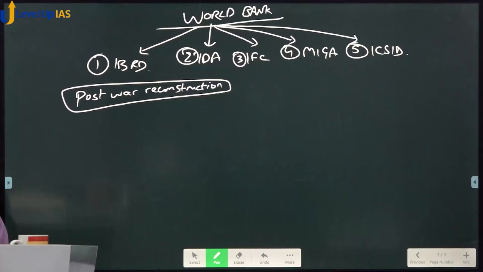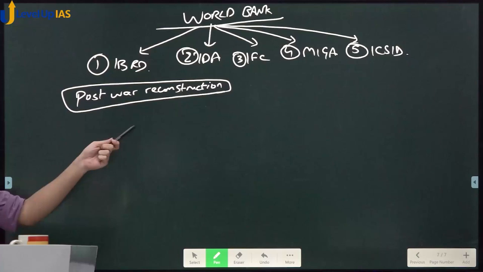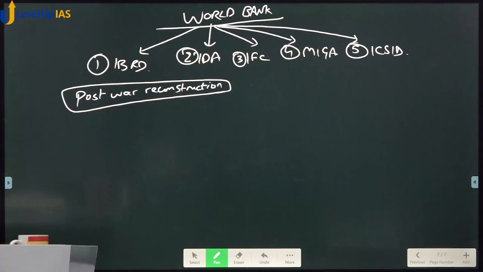If I tell you where we have heard IFC, it is not IMFC, it is not the International Monetary Finance Committee which advises the IMF. This is a completely different body. The objective is post-war reconstruction for almost all. What do you think?